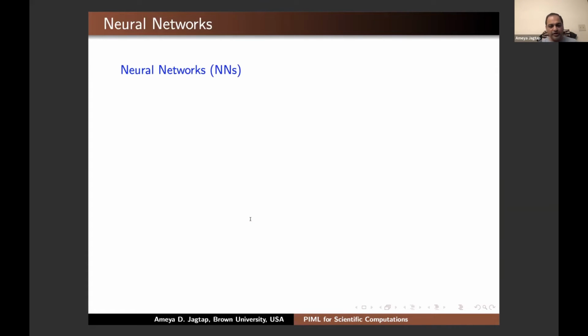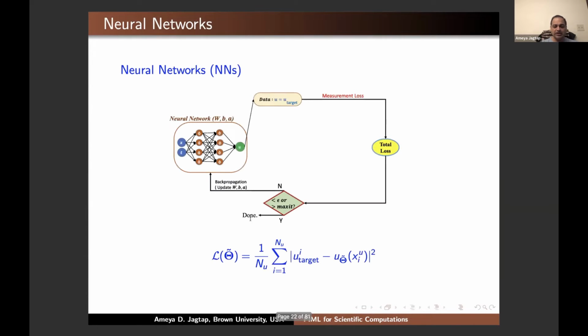Okay, before moving to PINNs, let's see what a neural network is. We will just discuss a very basic multi-layer perceptron, or feed-forward neural network. Here is the sketch. This is the neural network, where the input is x and t, and the output is u. These are the hidden layers where the information passes, and they are equipped with all the tuning parameters: weights, biases, and a, the activation slope.